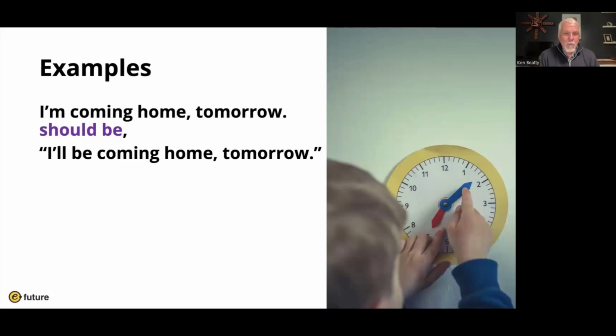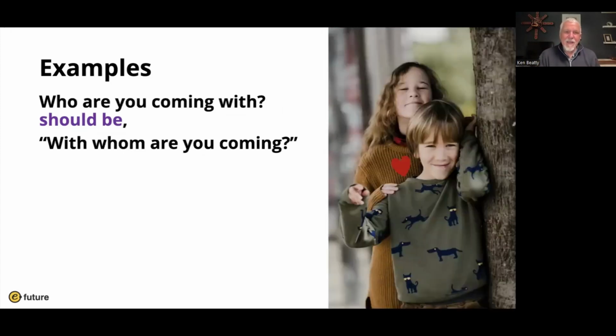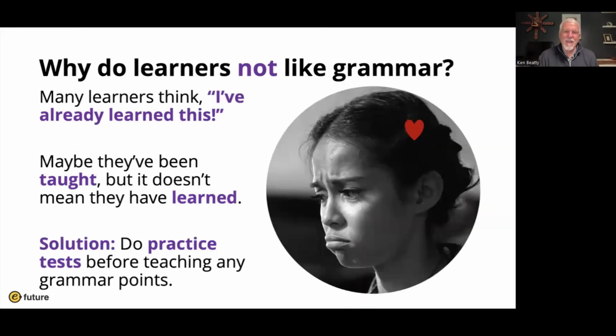I'm coming home tomorrow. I'll be coming home tomorrow. This one is so obscure, I don't even know what the rule is exactly. I was looking at this presentation as I was putting it together and looking at it just before our talk. And I thought, yeah, why is that? Why is that a rule? But it is. Who are you coming with? Should be, with whom are you coming? Nobody says that. It's not very common.